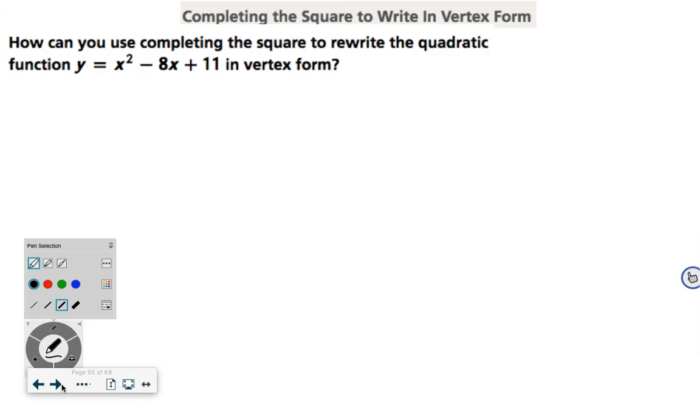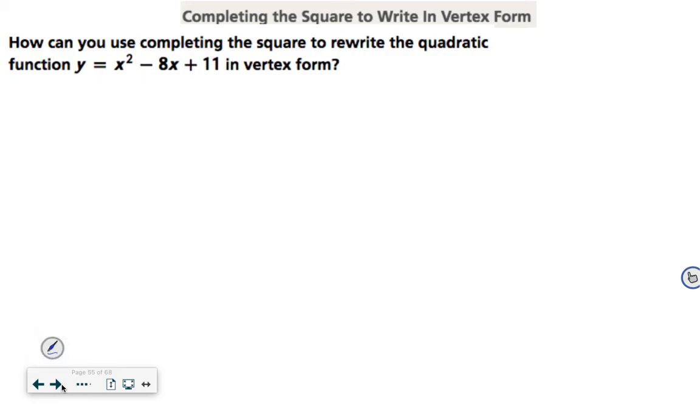Now, we need to use completing the square to write vertex form. How can you use completing the square to write the quadratic function y is equal to x squared minus 8x plus 11 in vertex form? Before getting into this topic, can you please remind me what is the vertex form?